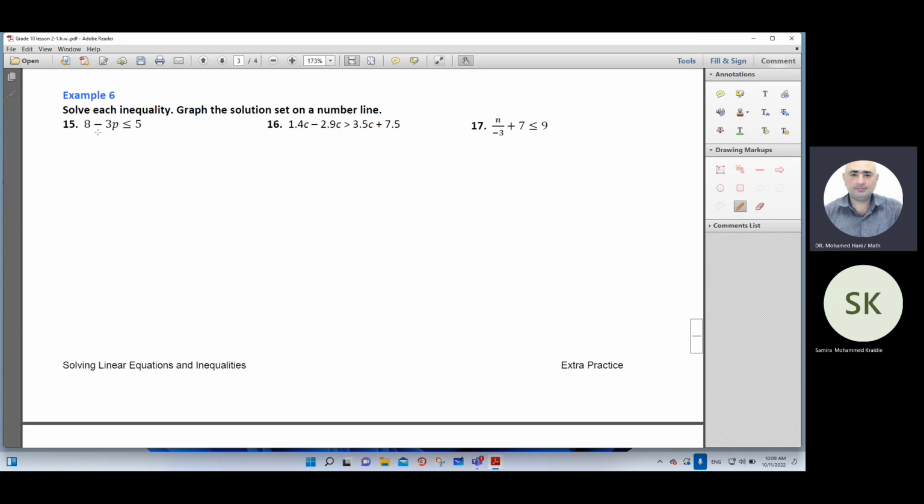How to solve it? You can take 8 to the second side. So on the first side, you have negative 3b less than or equal to 5. And when you take 8 it will be negative 8. Then add the like terms: we have negative 3b less than or equal to 5 minus 8, which will be minus 3. Then remove the coefficient, divide the two sides by negative 3.